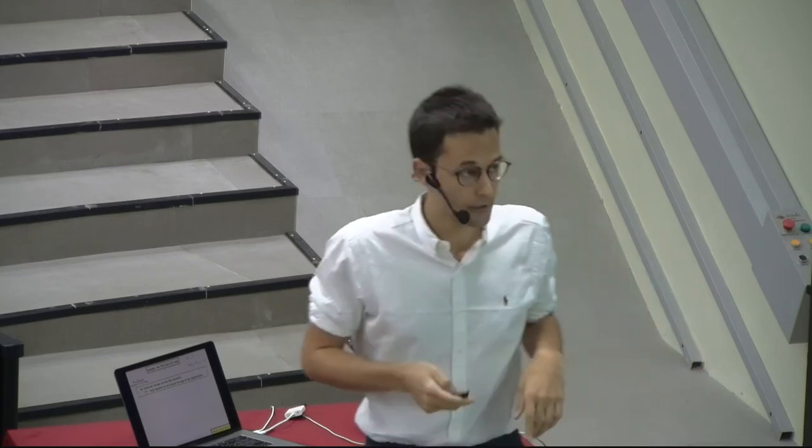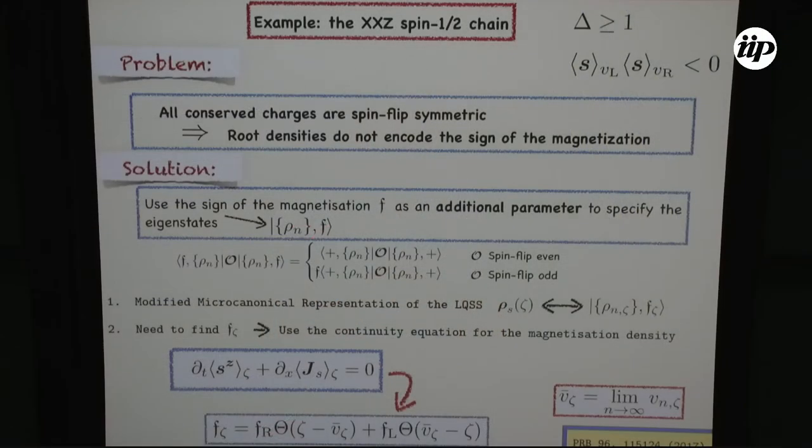So of course I will not be able to describe the jump. The solution to this problem is to add another parameter in the description of the state, telling you about the sign of the magnetization. And basically, a state with this parameter F will behave as follows. If you take the expectation value of a spin-flip even observable, the F doesn't matter. And otherwise, if you take the expectation value of a spin-odd observable, it will be F times the expectation value of the state with positive magnetization.